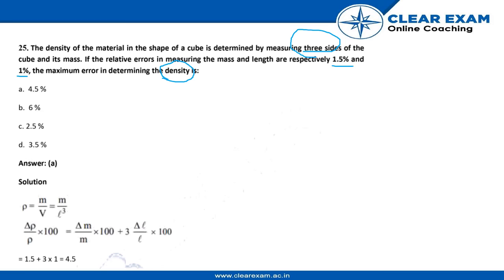Now when we compute this, it would be 1.5 plus 3 into 1, that is simply 3 plus 1.5, which is coming out to be 4.5. And as we look closely, our maximum error in determining the density is 4.5%, that is the A option.